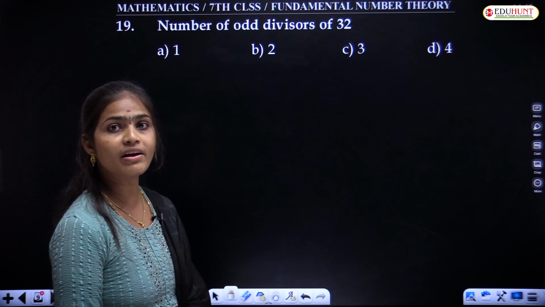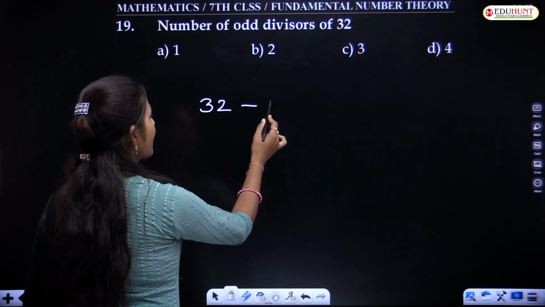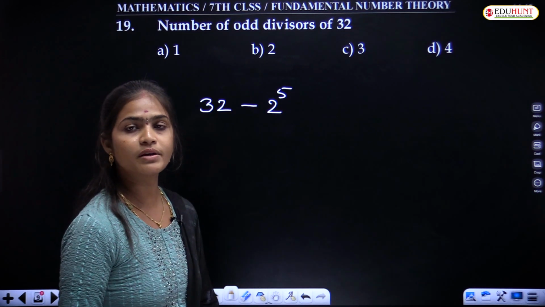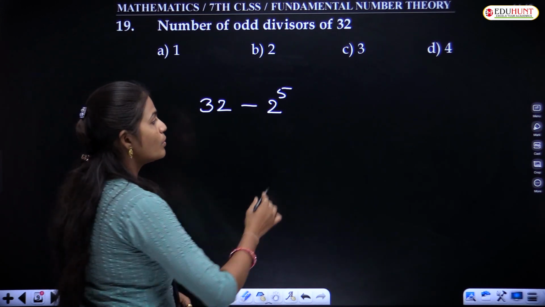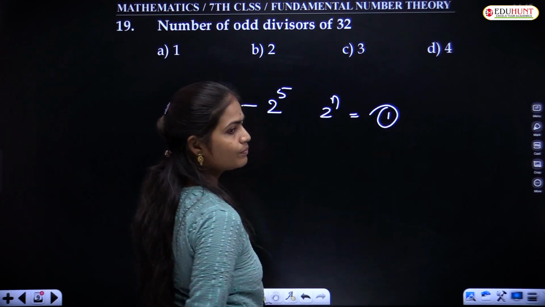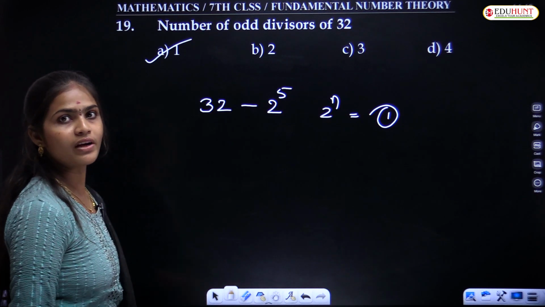Okay, next, the 19th one: number of odd divisors of 32. The prime factorization of 32 is 2 power 5 only, no? Just before this question we discussed that. If the given number is in the form of 2 power n, then the number of odd factors is 1 only, no? Okay, so which option is correct? That is option 1.